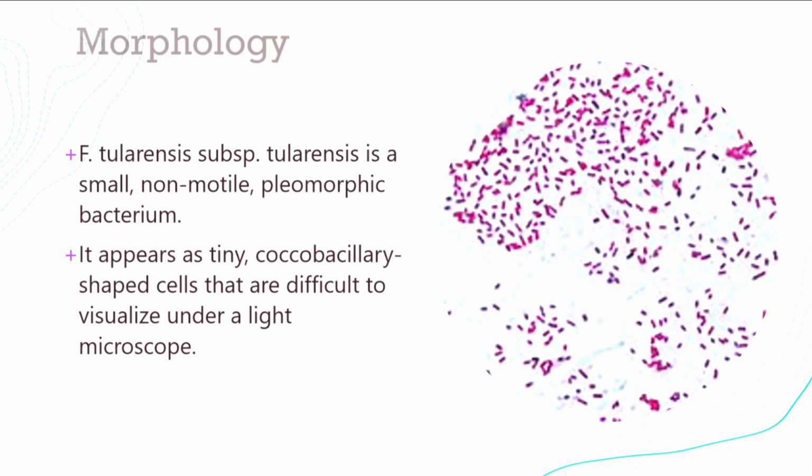Francisella tularensis subsp. Tularensis is a small, non-motile, pleomorphic bacterium classified as gram-negative. Under a light microscope, it is not easily distinguished as tiny, cocobacillary-shaped cells, measuring only 0.2 to 0.3 micrometers. Though small, this pathogen is capable of infecting humans and wild and domesticated animals, thus being categorized as a Category A pathogen by the U.S. Centers for Disease Control and Prevention.